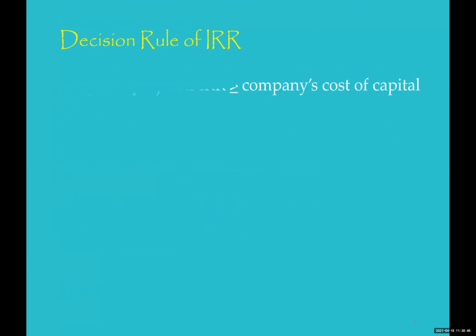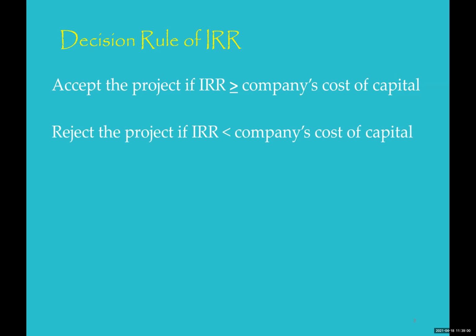So let's hit the punchline. When you find the IRR, you will accept the project if the IRR is greater than the company's cost of capital. Cost of capital is what it costs the company to finance the project. And you reject the project if the IRR is less than the company's cost of capital.